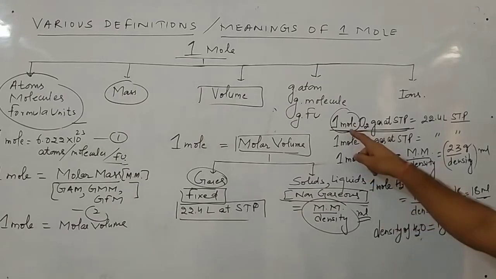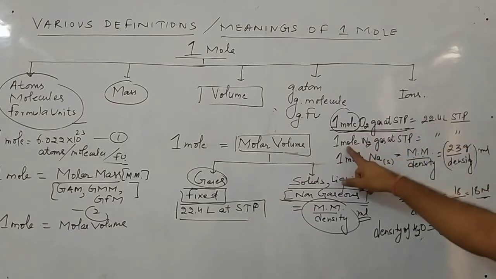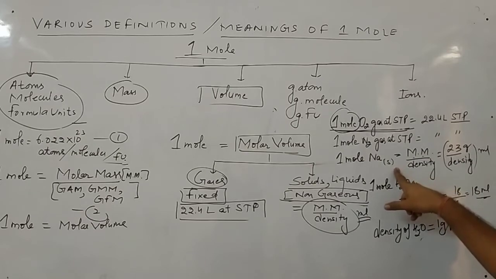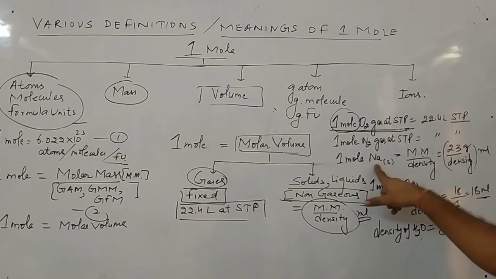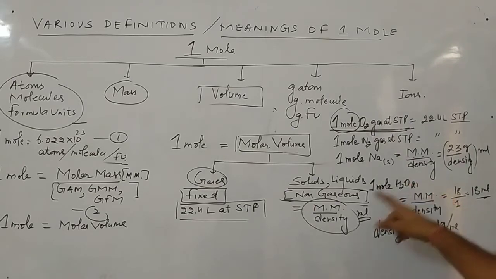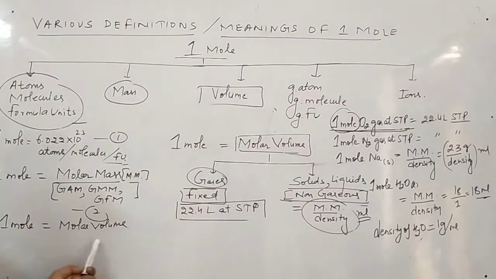Again I tell you, just see, oxygen gas at STP is 22.4 liter, same for nitrogen gas at STP, 22.4 liter. Now one more, a solid. This is not a gas. For non-gaseous, it is molar mass upon density. The molar mass of sodium is 23 and the density will be provided to you in the numerical. Similarly, when I take 1 mole of water, this is again a liquid, so the formula is molar mass upon density. Its molar mass is 18 and we know the density of water is 1. Divided by 1, I get 18 ml. So in short, I write: the volume of 1 mole is molar volume.